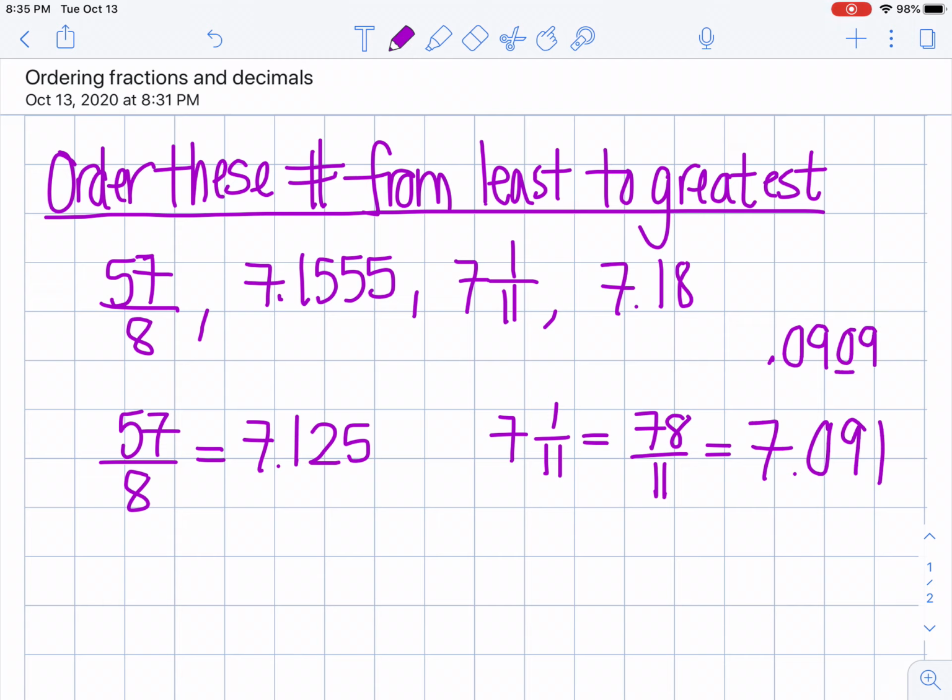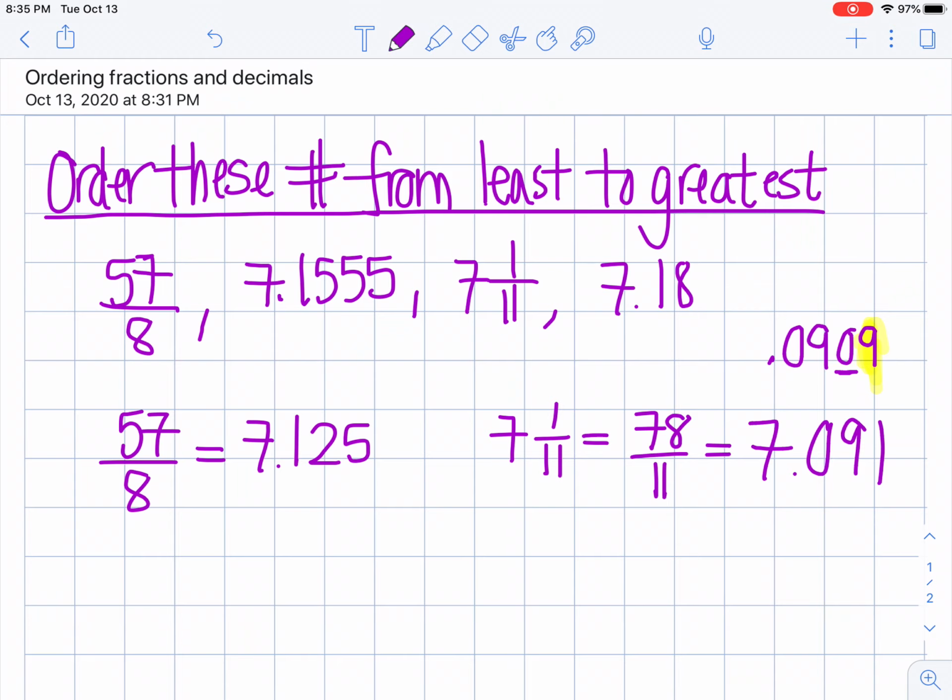0.0909. If I'm rounding to this decimal place, I look here. Oops, let me pick not a color that's black. I look here, and if this number is 5 or bigger, then the place where I'm rounding moves up. If it's 4 or lower, it stays the same.